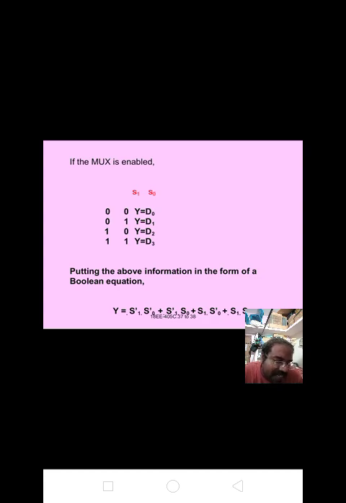Here I have derived the Boolean expression one input at a time. Let Y be the data output, and it is equal to the data input D0 if S1 equal to 0 and S0 equal to 0, then Y equal to D0 S1 bar S0 bar. The output Y is equal to D1 if and only if S1 equal to 0 and S0 equal to 1. That is Y equal to D1 S1 bar S0.